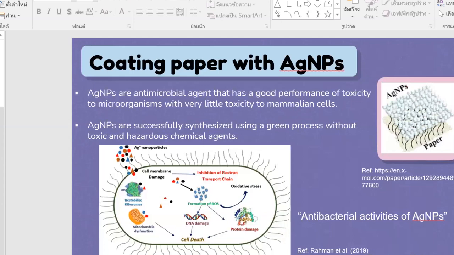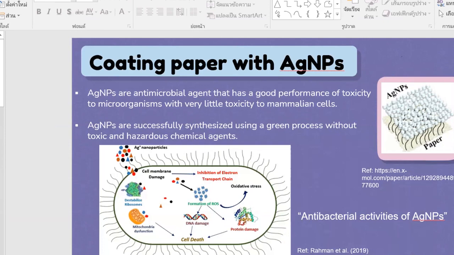Coating paper with silver nanoparticles. Why do we choose silver nanoparticles? Because silver nanoparticles are an antimicrobial agent with good performance, toxic to microorganisms, but with very low toxicity to membrane cells. So if we use this kind of product, we're going to be safe from it.